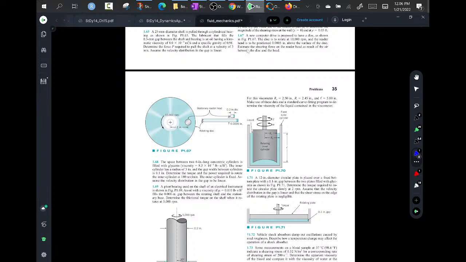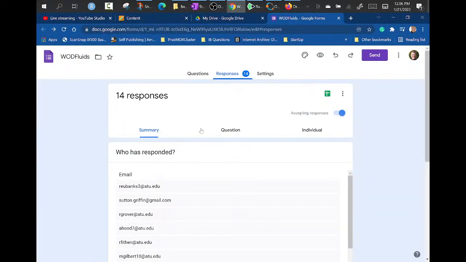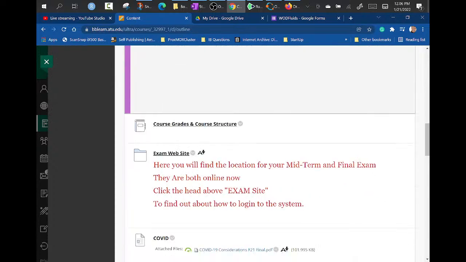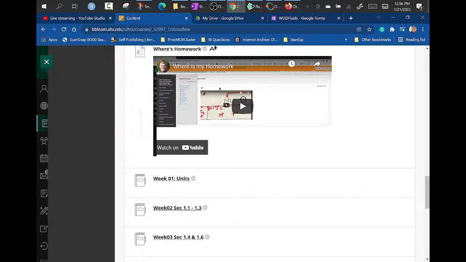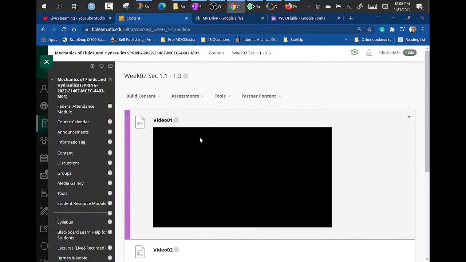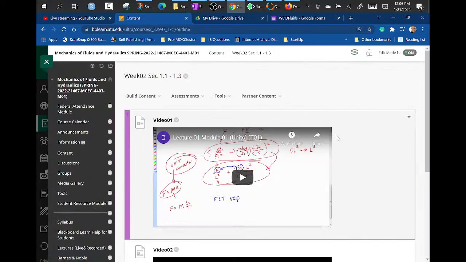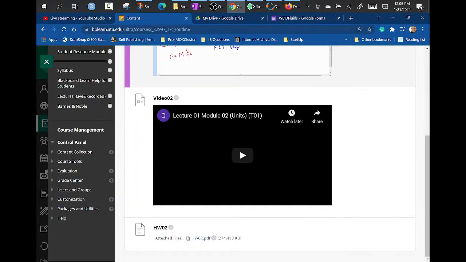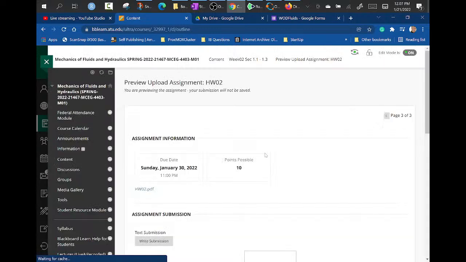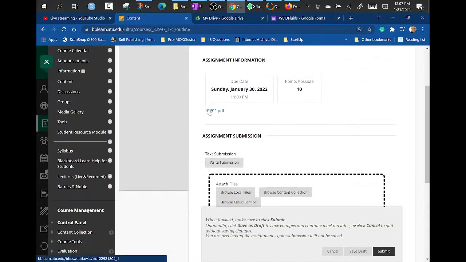So let's get into fluids now. Okay, and we're right here. Now week 1 was the units. So I'm going after week 2 and probably week 3, and I'm going to go straight down to the assignment and then pick it up. I may actually download it and put it there. I'm not sure yet.